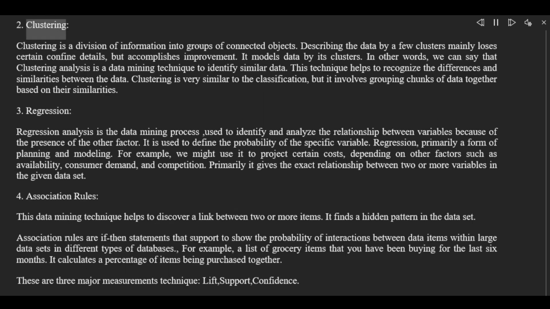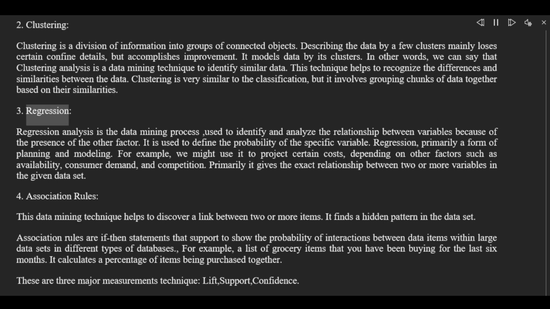2. Clustering. Clustering is a division of information into groups of connected objects. Describing the data by a few clusters mainly loses certain confined details, but accomplishes improvement. It models data by its clusters. In other words, we can say that clustering analysis is a data mining technique to identify similar data. This technique helps to recognize the differences and similarities between the data. Clustering is very similar to classification, but it involves grouping chunks of data together based on their similarities.